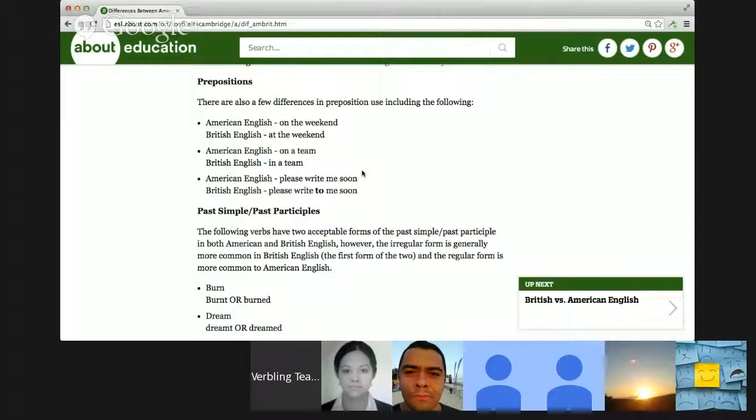What should I read? Prepositions, right. There's also a few differences in preposition use, including the following: American English, on the weekend; British English, at the weekend; American English, on a team; British English, in a team; American English, please write me soon; British English, please write to me soon. Beautiful.